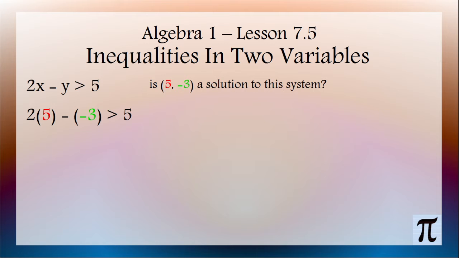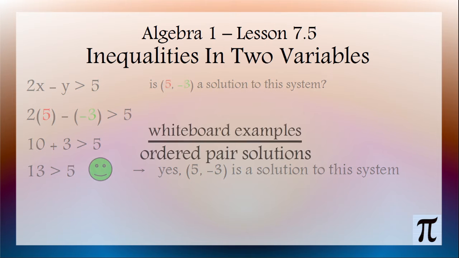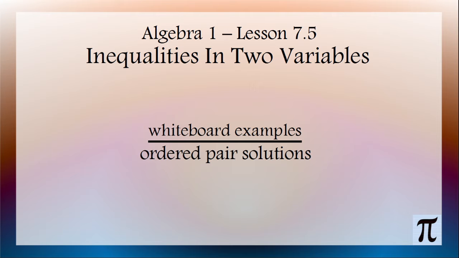Again, we would just substitute 5 for x and negative 3 for y, simplify, and get to 13 is greater than 5. Well, that's a true statement. So yes, (5, -3) is a solution to the system. It just happens to be an inequality, but the process is the same. Let's jump over to the whiteboard and do some quick examples.